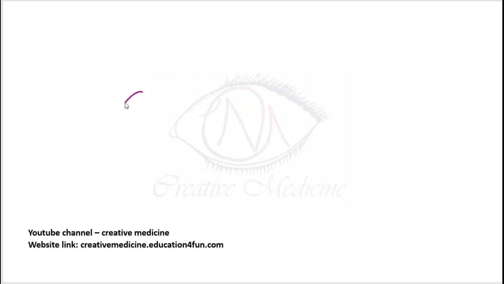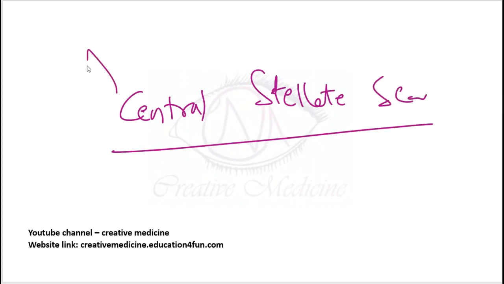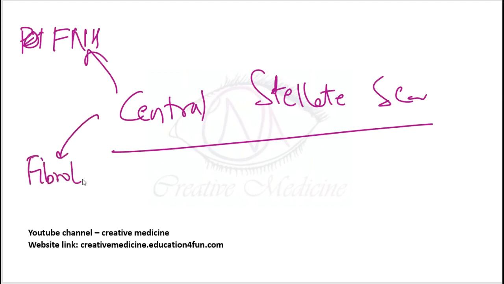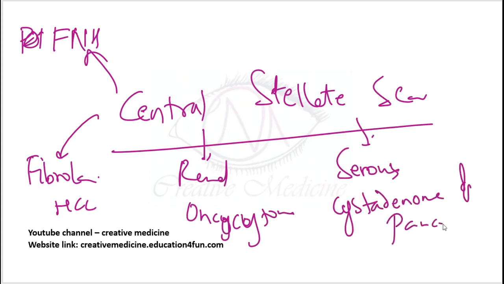Okay, we said a central stellate scar is seen. Now what are the different lesions where you see a central stellate scar? It is seen in focal nodular hyperplasia, in the fibrolamellar variant of hepatocellular carcinoma, in renal oncocytoma, and in serous cystadenoma of pancreas.